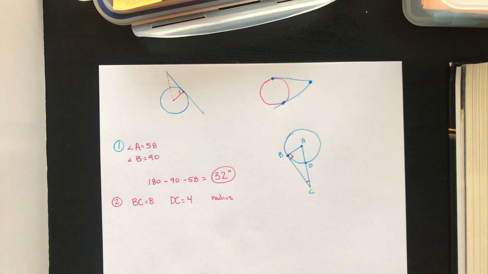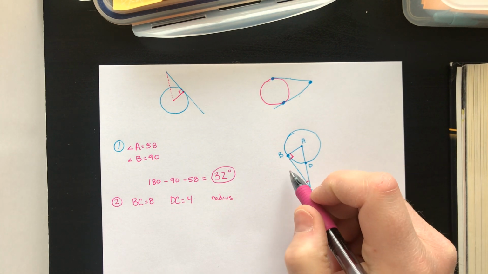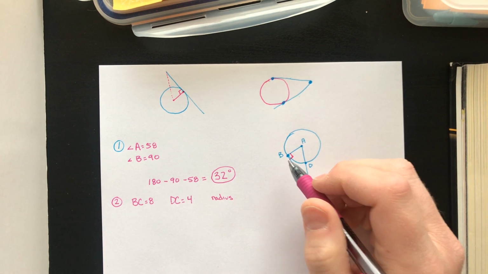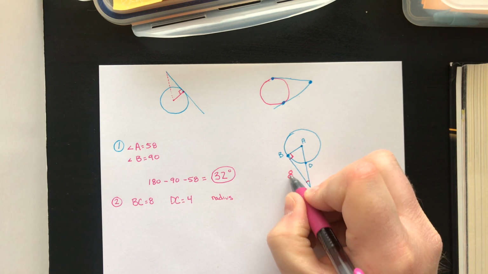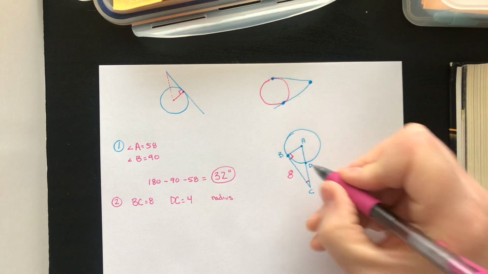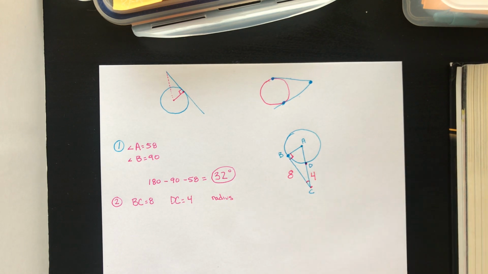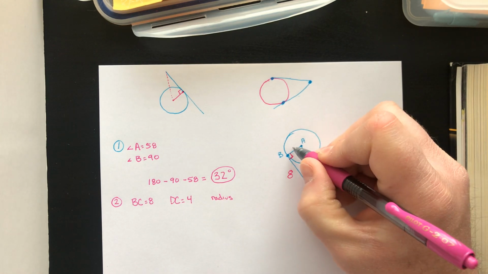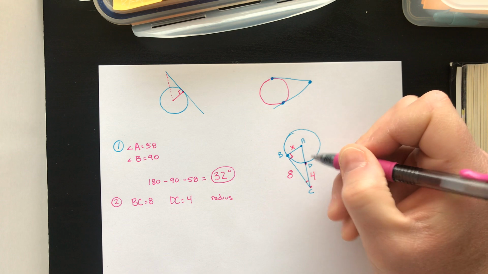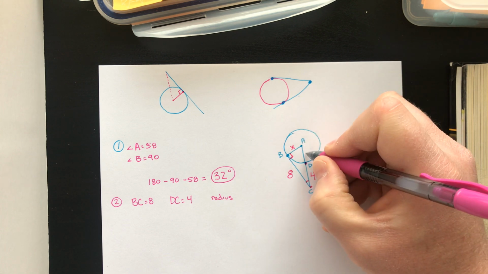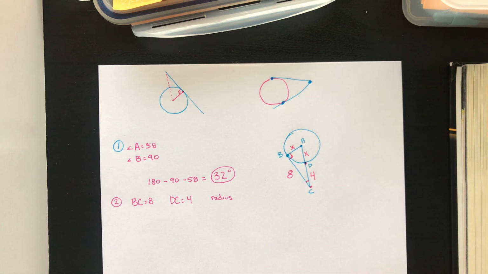Okay? So I'm going to come up here and write this in pink. BC is 8, so I know that this line segment here is 8. And they tell me the distance from here to here is 4. They want us to say what the radius is, which is the distance from A to B. It's also the distance from A to D. You can call both of those line segments x because they're exactly the same length. All radii inside of the same circle are congruent.